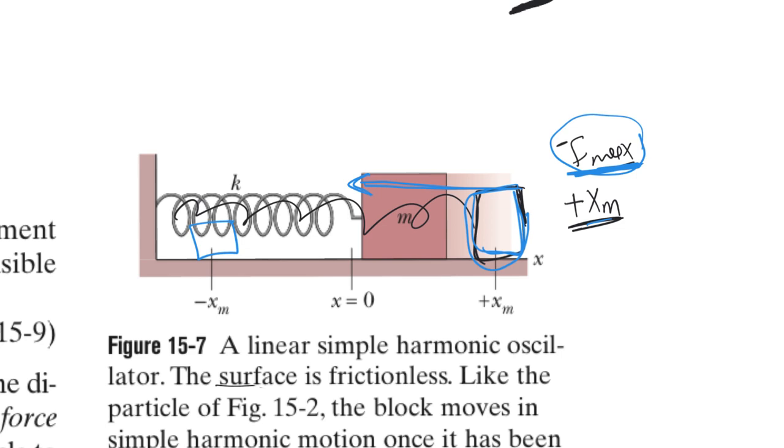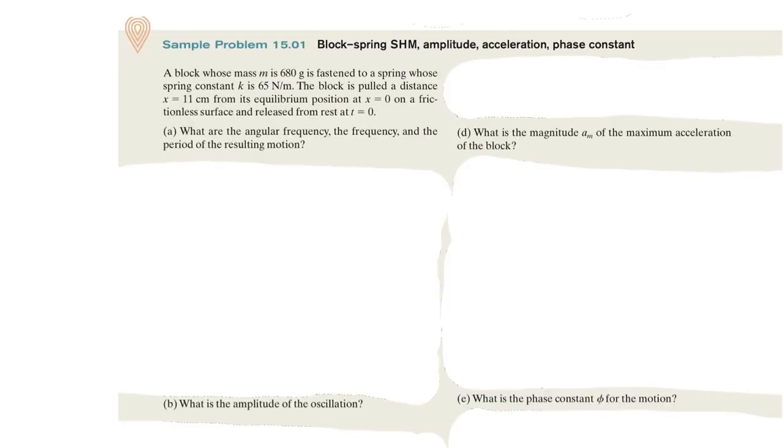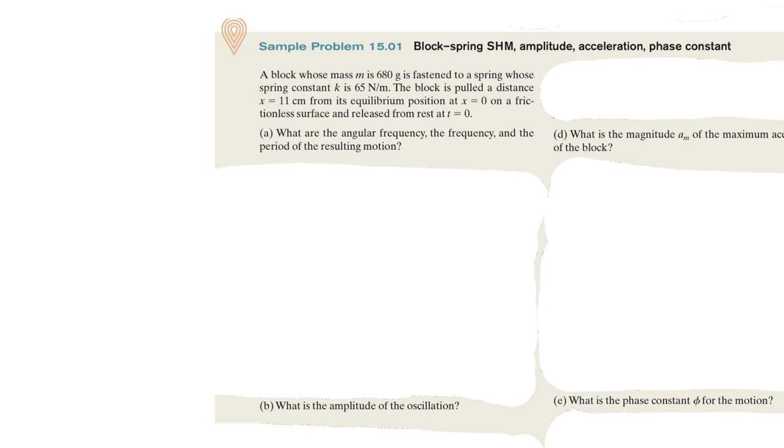The force will be in this direction, will be positive, and will push the block to the right. So because of that, we say that in a simple harmonic motion, the force acting on a particle is proportional to the displacement but in the opposite direction. Okay, now we will solve this problem, which is about the simple harmonic motion.